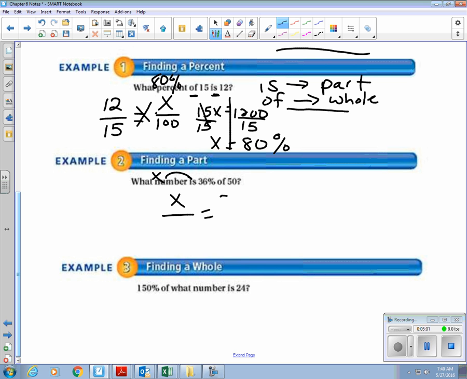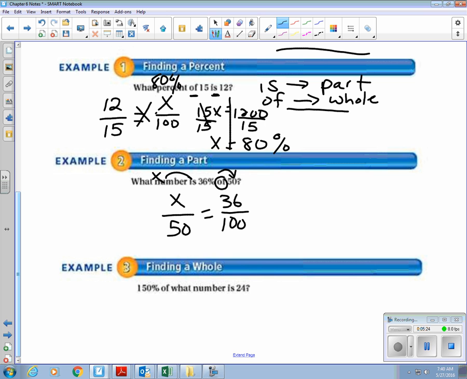36% is always going to be the part out of 100. So the percent goes up in the top of that ratio, 36 over 100. And then the "of" is connected with the 50. So the 50 is going to be the whole amount down here. So some number out of 50 is worth 36%. That's what we're trying to figure out.